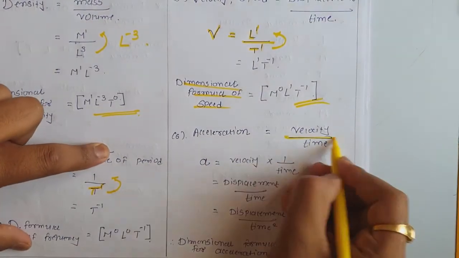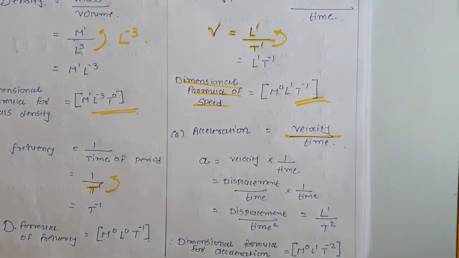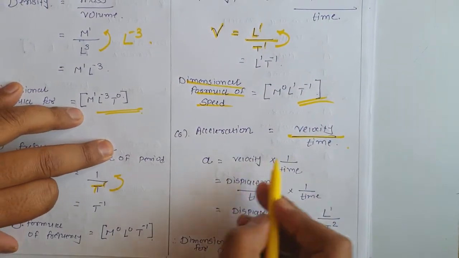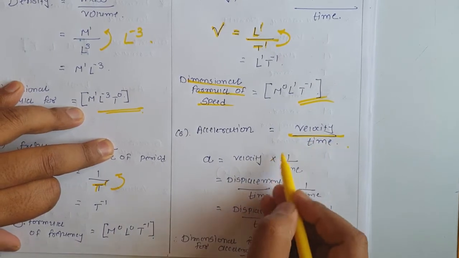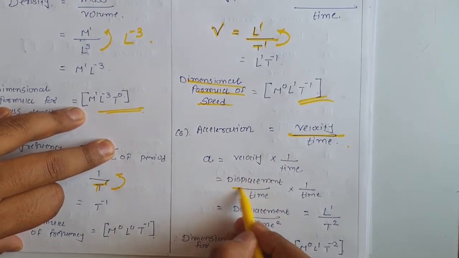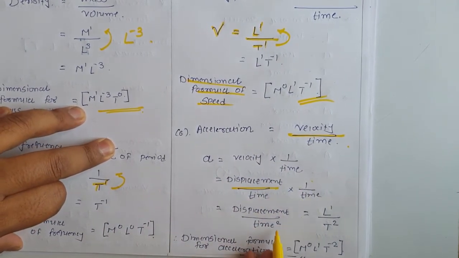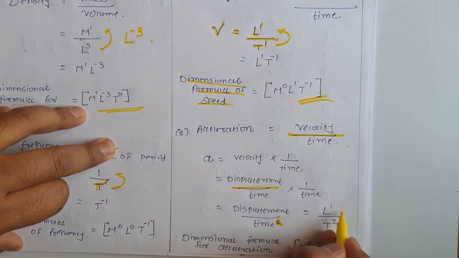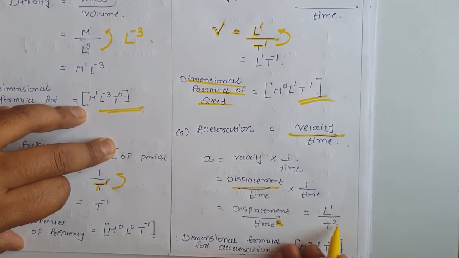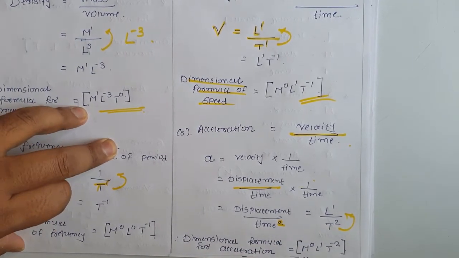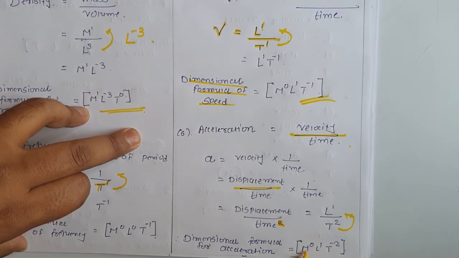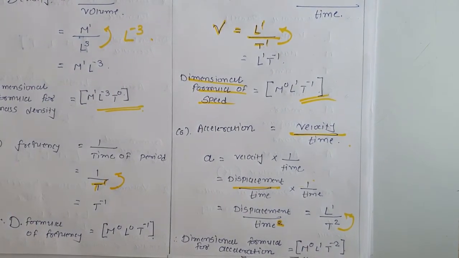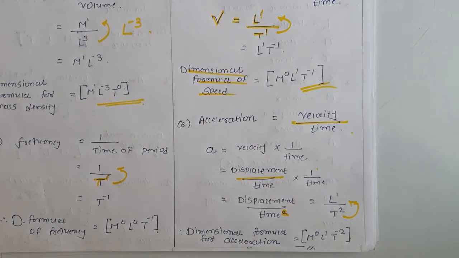Acceleration is velocity upon time. But what is velocity? We can write acceleration as velocity into 1 upon time. Velocity is displacement upon time, into 1 upon time, so time raised to the power 2. Displacement is L^1 and time is T^2. If this denominator goes to the numerator, it is M^0 L^1 T^-2. This is the dimension formula for acceleration.